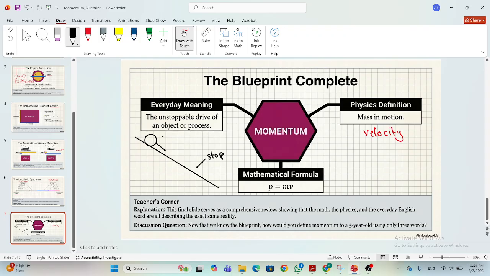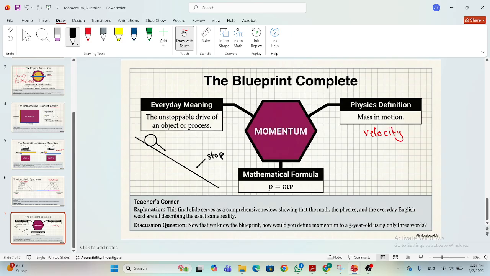For example, when a car is moving downward like this one, the driver may say that it is a momentum, that I cannot stop this car. So it is moving with a very high speed downward and I am not able to stop it. So this is exactly the meaning of momentum in our daily life.